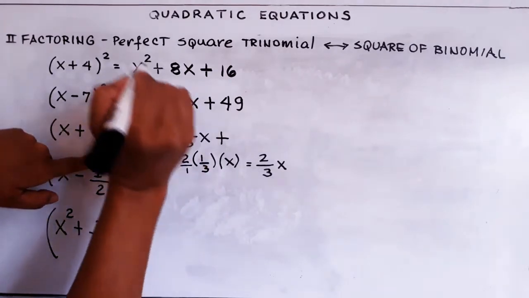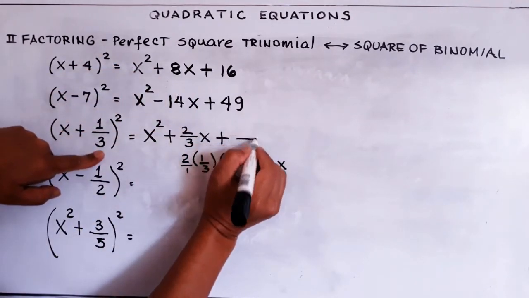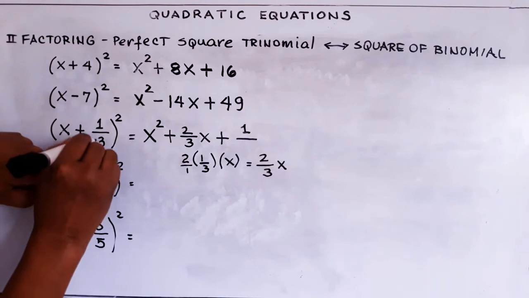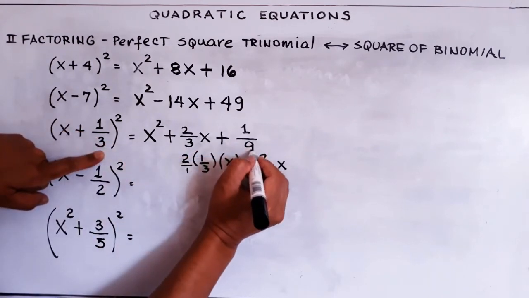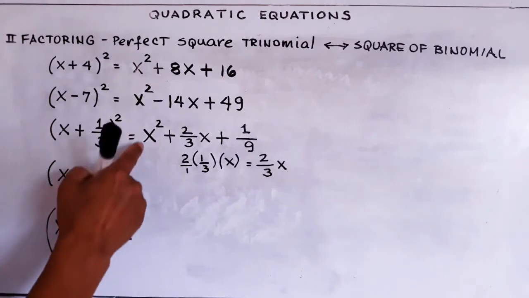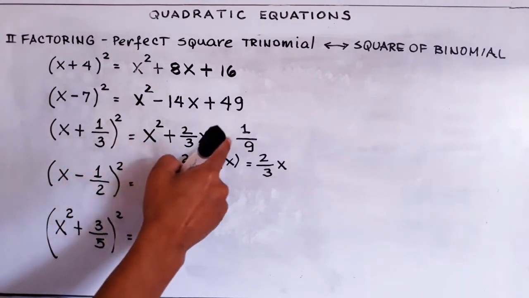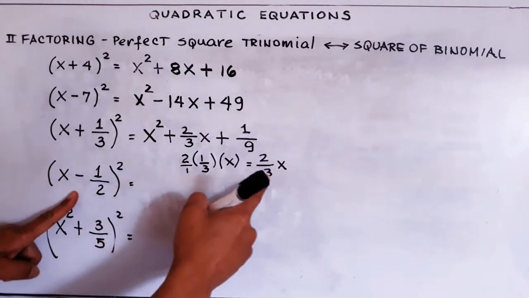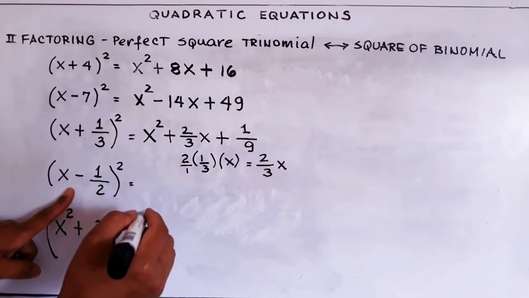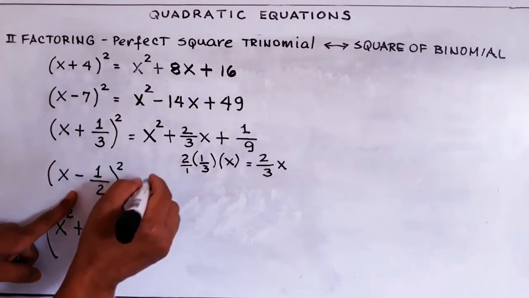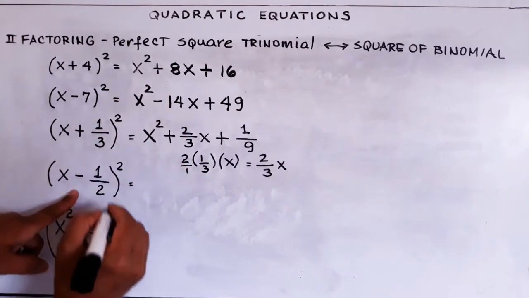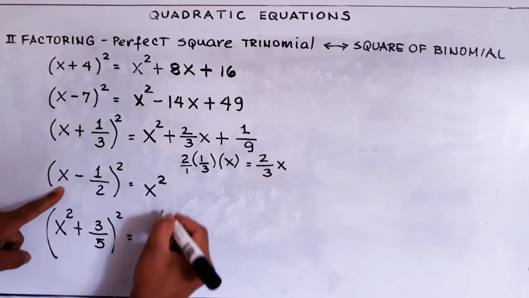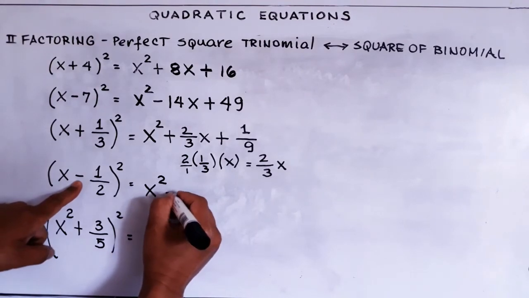Then we do the raising of the 1/3 to the second power. 1 times 1 is 1. 3 times 3 is 9. Okay, so that's x squared plus 2x/3 plus 1/9. Next, we have this one. I'm not going to raise that one anymore because that is your reference of how we got this 2/3 of x there. So we have x here, which is x times x is x squared. Because this one is minus, it's minus.